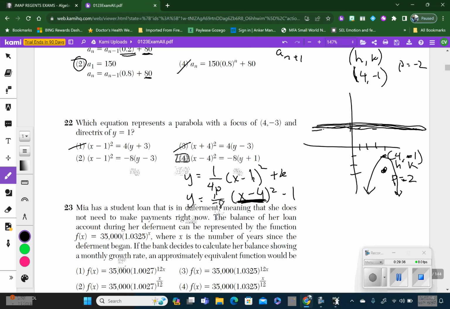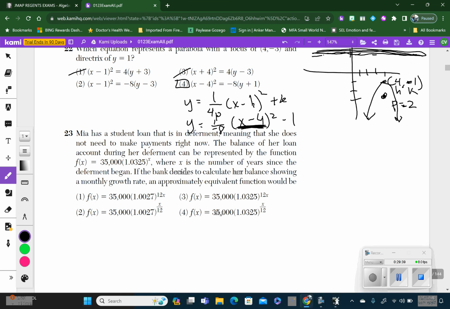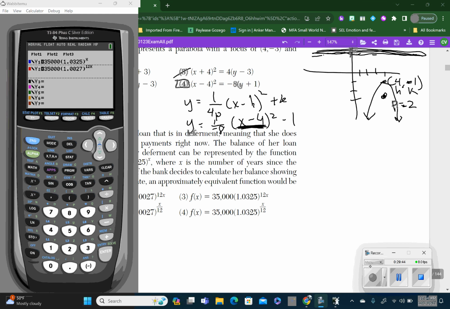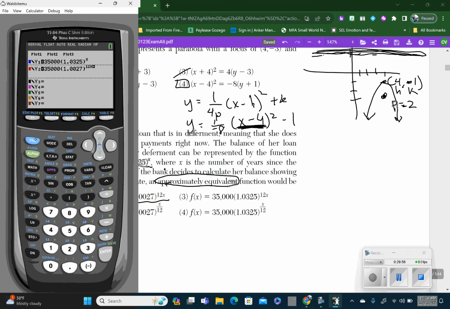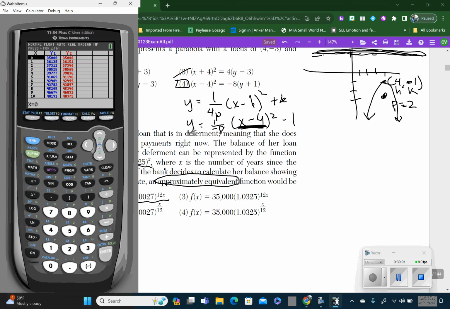All right, question number 23 is straight calculator. We're doing good. So all I did is I took the original, which is this right here, and I plugged it in, and I also plugged in the first one, and I'm looking to see which one is approximately equivalent. So if I go to my table, because that'll help me see the values. Okay, those are pretty close, right? So the first one is exactly the same, which makes sense. 36, 138, 36, 151. So these numbers are pretty close to each other.